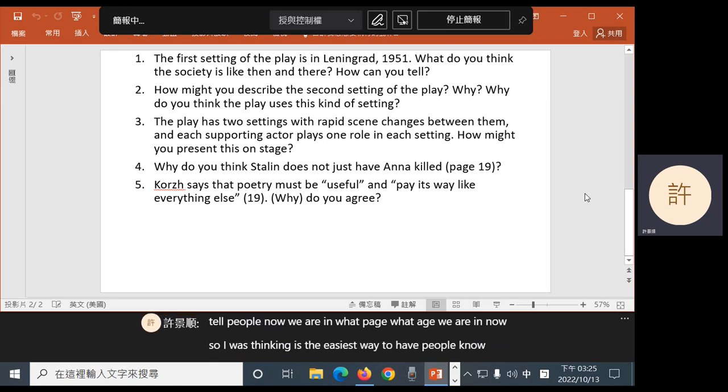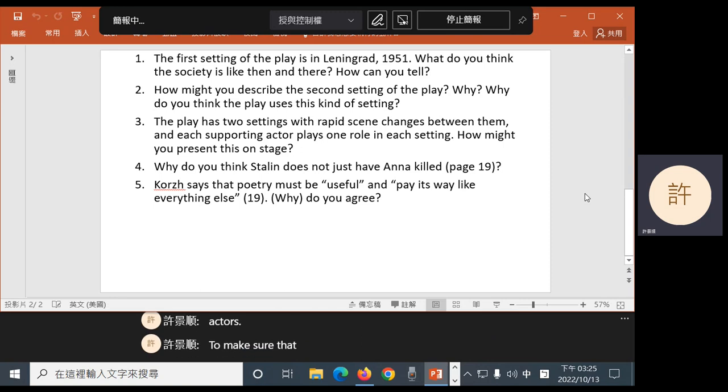Thank you. Wow, this group has many ideas. Excellent. So let's talk about some of these ideas. They mentioned that maybe you would have two groups of actors to make sure that every role has someone to play that role. That could be one choice.